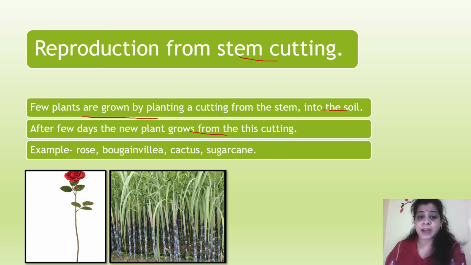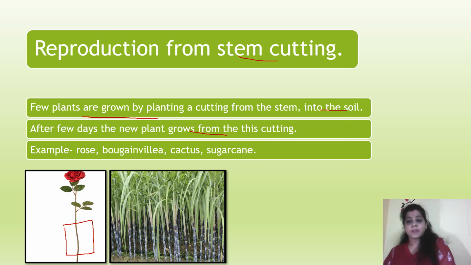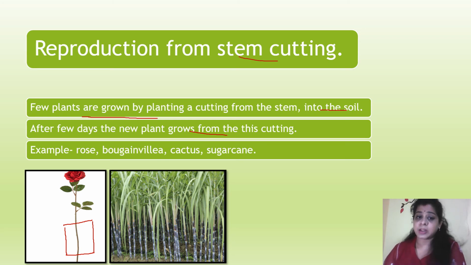Examples: rose, bougainvillea, cactus, and sugarcane. If you see over here, the rose is there. If you cut this portion of the stem and place it inside new soil, and provide it with nutrition, sunlight, water, means if you give the appropriate environment, the new plant will grow from the same stem cutting like this only. Sugarcane, if you do this with sugarcane also, the same thing will happen. Cactus also, if you take this part of the stem and place it into new soil, the new plant will come out.